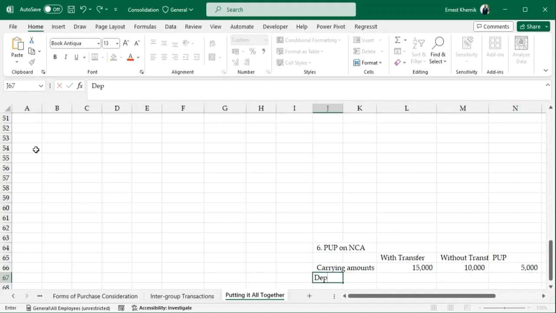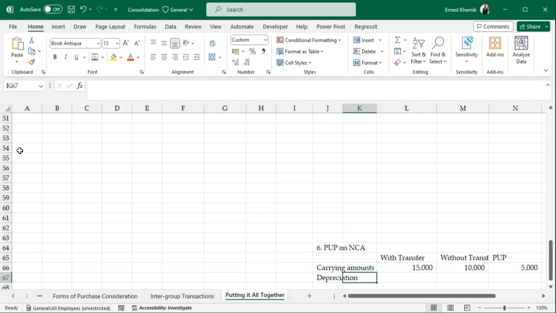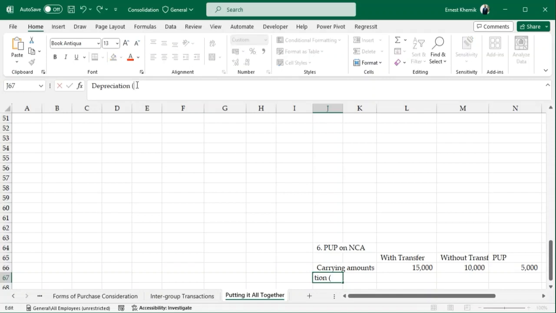And then we are going to depreciation. We are going to calculate depreciation on the transfer amount. And this depreciation is because the asset is being depreciated over its useful life of 5 years. So we are calculating just 1 year's depreciation. So it's going to be 1 over 5 years. Multiplying it by the cost of the asset is going to give us that amount.